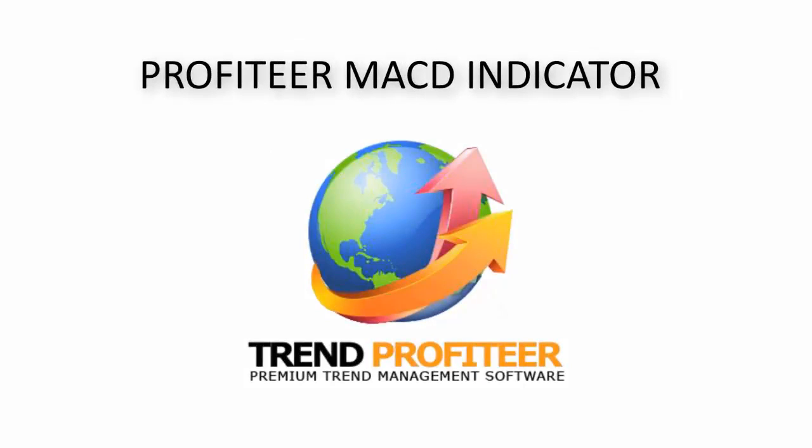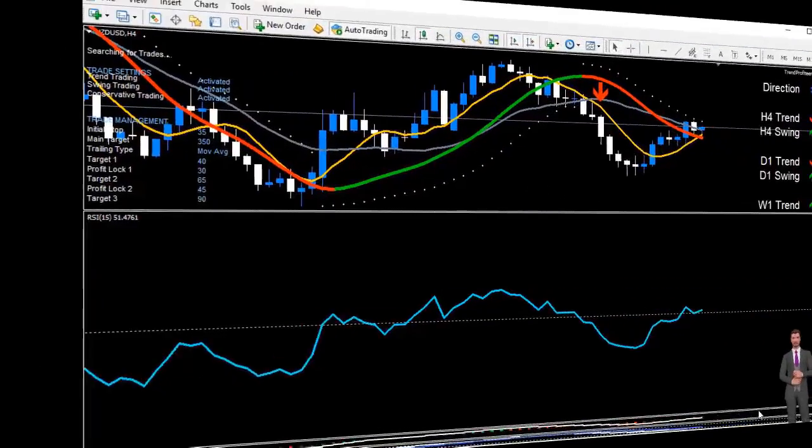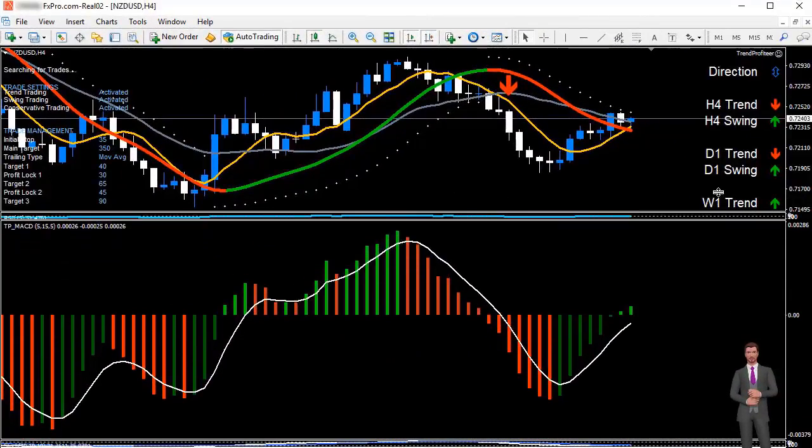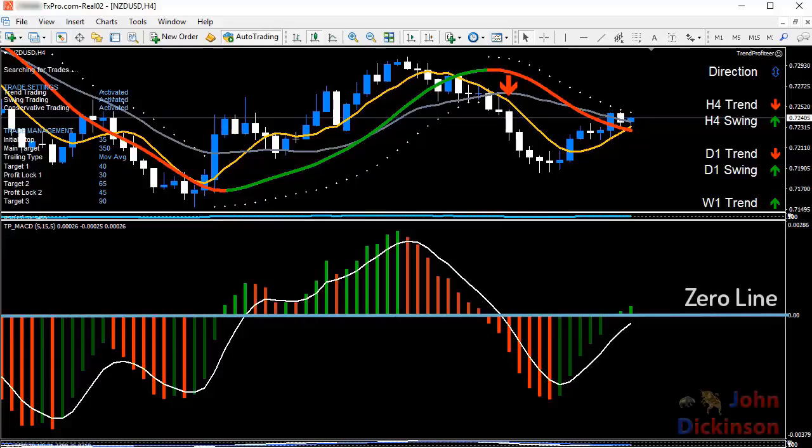Profiteer MACD indicator. The Profiteer MACD indicator builds on the power of the original MACD indicator by Gerald Appel, by incorporating a simple-to-use color histogram representing the relationship of moving averages to show strength, direction and momentum of price movements on a dynamic basis. The zero line is the invisible horizontal line that separates up or down price moves.